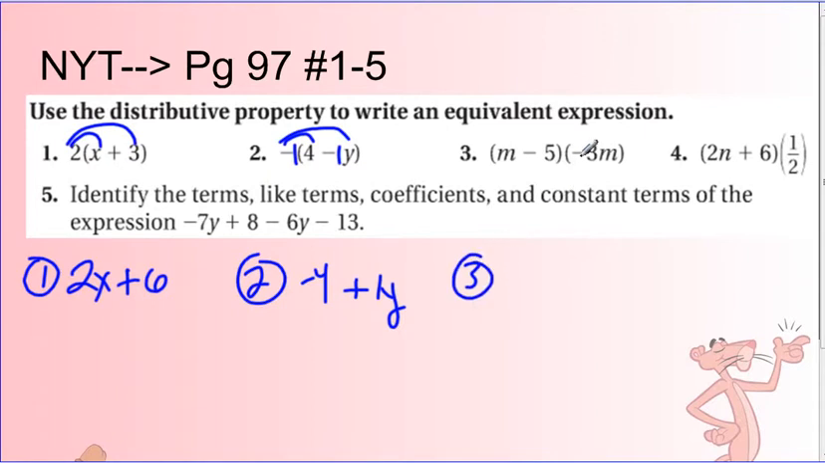Number 3. Let's see. M minus 5. So we're going to distribute this way because this is the number on the outside. So negative 3m times m. And that means there's one of them. So negative 3 is the multiplication of the numbers. M times m is m squared. Negative 3 times negative 5 is a positive 15 because those signs are the same. And bring our m along.